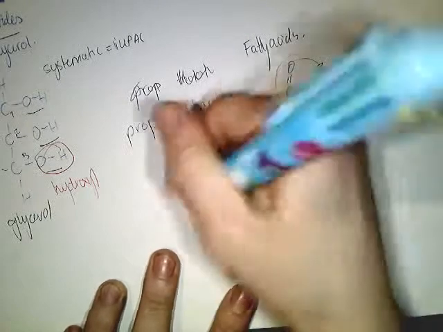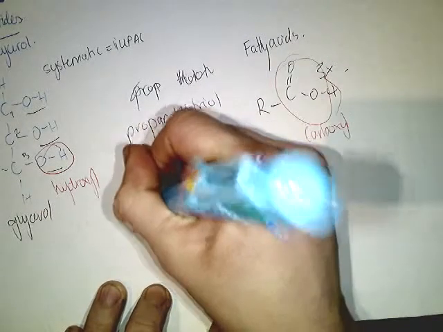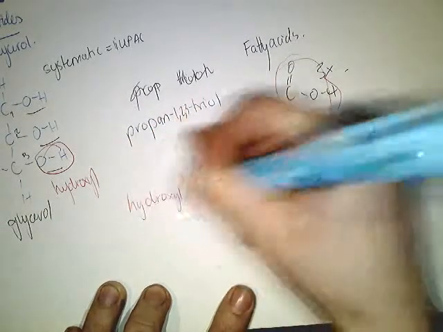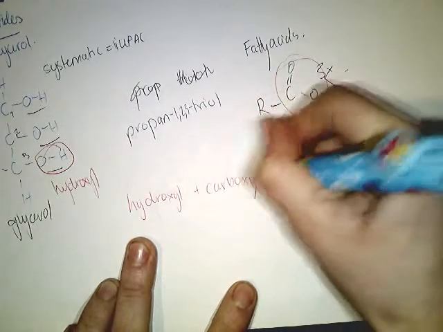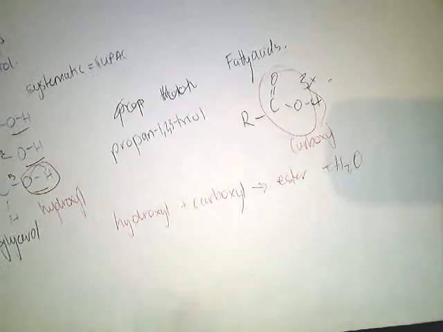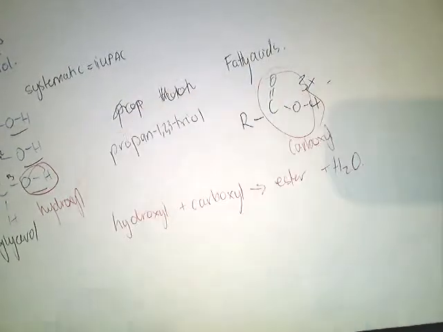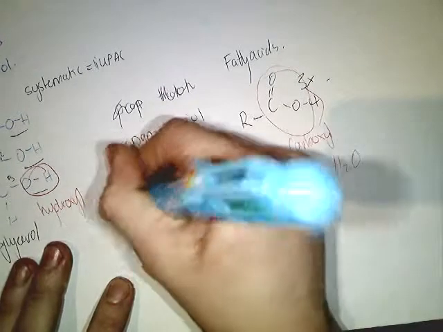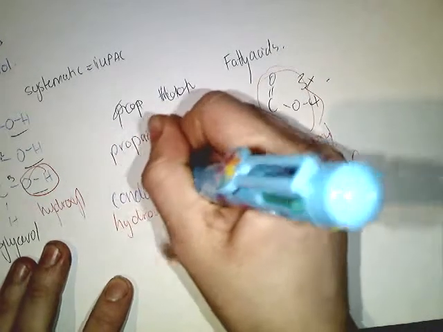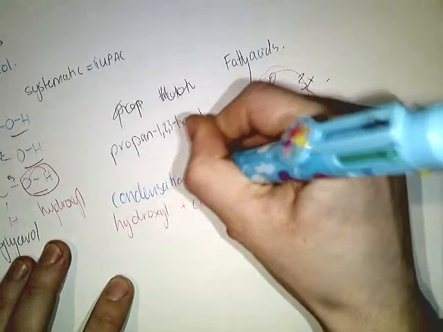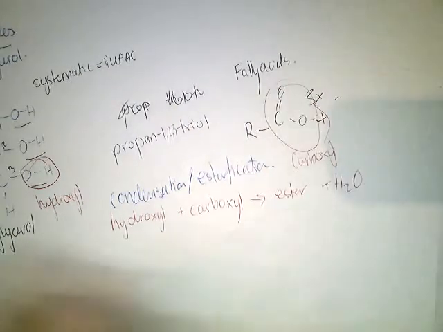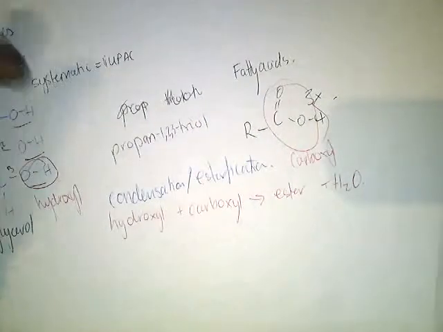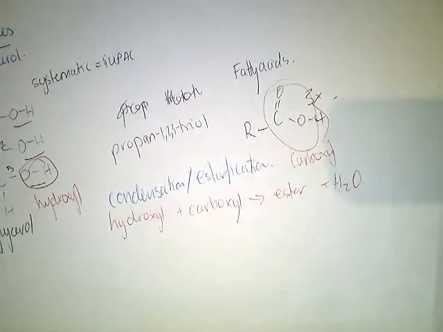When they react, they make an ester, and that's exactly what fats are. Hydroxyl plus carboxyl produces ester plus H2O. It is known as a condensation reaction or esterification. And it is a 1 glycerol to 3 fatty acids ratio.